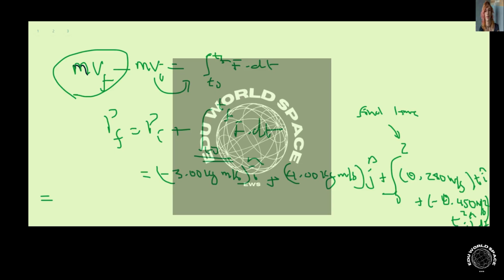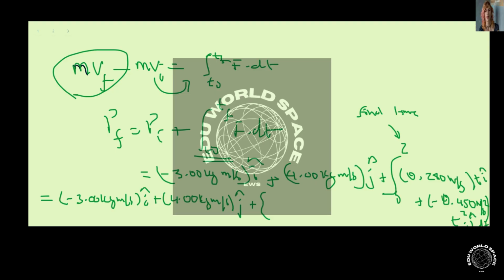And then when we simplify this, we get negative 3 kilogram meter per second i hat, plus 4.00 kilogram meters per second j hat, and then plus we're going to do the part that's connected to the integral, so we have to do the integral of t.